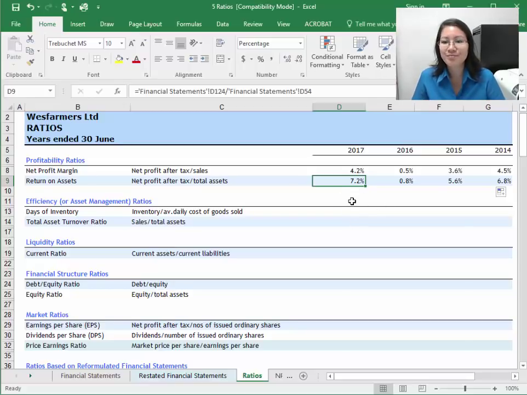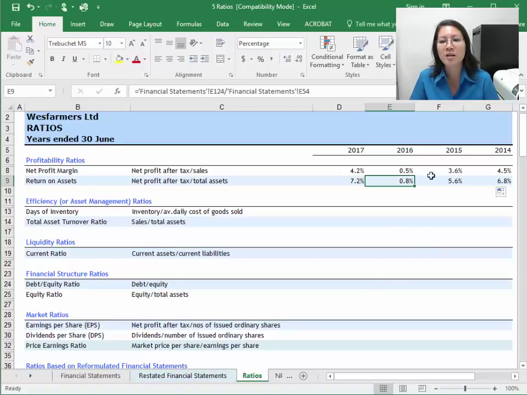So again, is this very good? Well, thinking about a return, if you put your money in the bank, what could you get now? 2 or 3%. So if you compare it to that, then a 7% return is probably all right. A 0.8% return is probably not all right. So I would have a look.